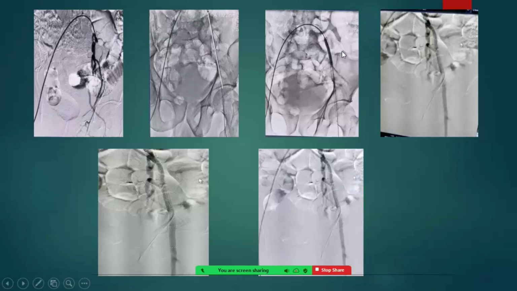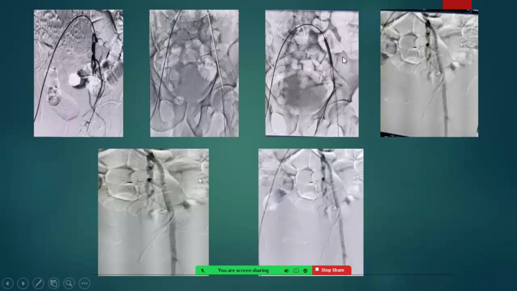After crossing the wire, we did the balloon. We didn't in this case, because this is external iliac artery disease. We directly go with the stent, because there are certain cases reported where, after balloon angioplasty, the external iliac artery is very prone to rupture. So generally we directly stent the external iliac artery rather than do pre-ballooning.